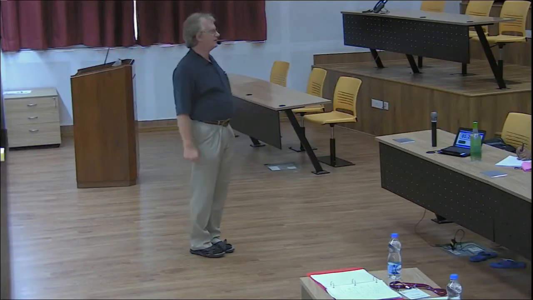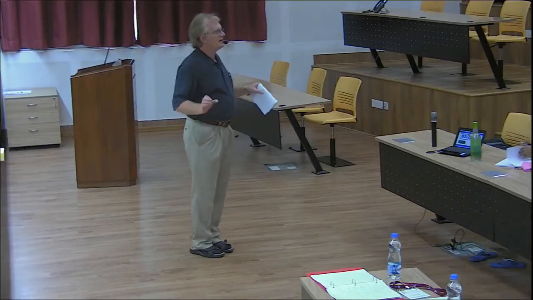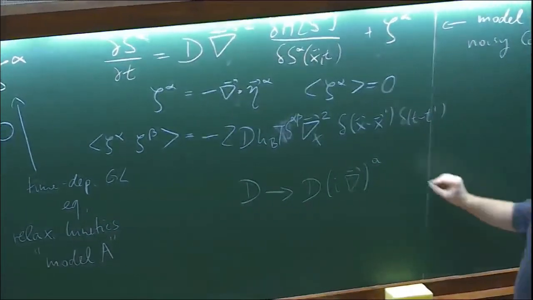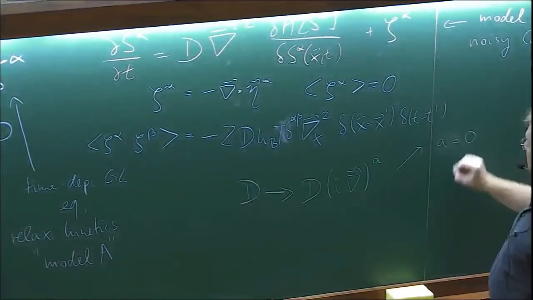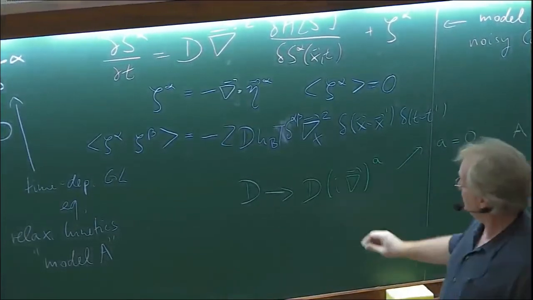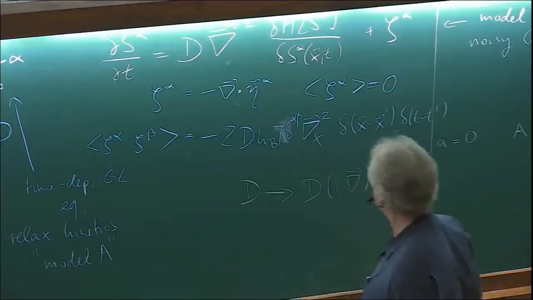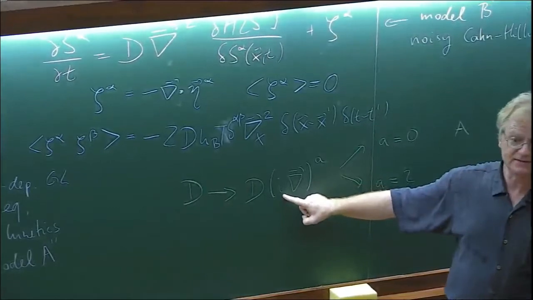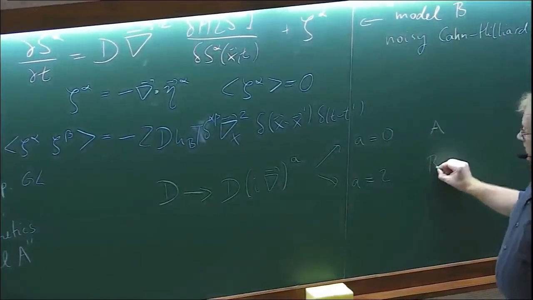Now also because I like to be lazy and not treat these two independent models separately, you can actually combine those with a little formal trick. And the formal trick is to rewrite D by D with an i gradient to some power with a formal exponent a, where a is 0, so this thing is absent for model A. And so I just get back to model A. Or a is 2. If a is 2, this gives me a Laplacian with a minus sign. And so that's model B.